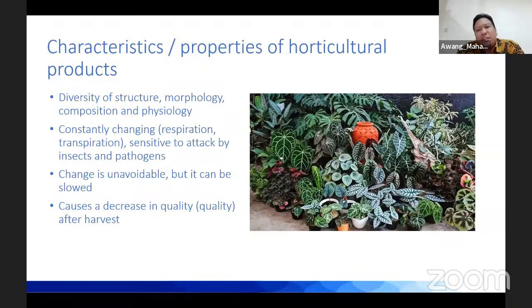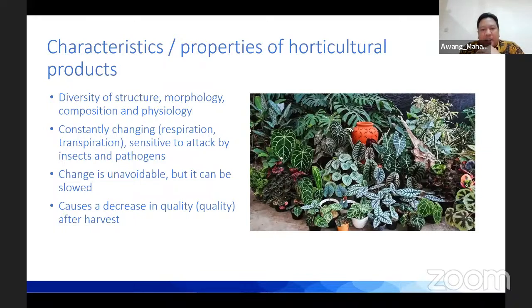And the characteristic of the horticulture product itself covers a range of diversity of structure, morphology, composition, and physiology. Even the same commodity can have differences, a very diverse range of uniqueness for criteria. So very specific technology should be addressed for a certain commodity. So it's very challenging.